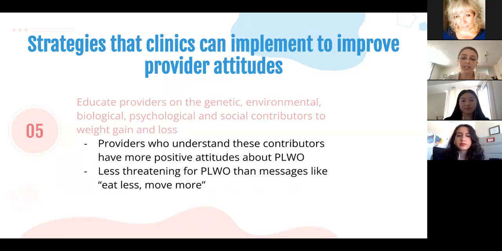And the last strategy is to educate providers on the genetic, environmental, biological, psychological, and social contributors to weight gain and loss. So providers who understand this complex web of causality have more positive attitudes about patients with obesity, and it could be less threatening for their patients than using oversimplified messages like eat less, move more, for example.